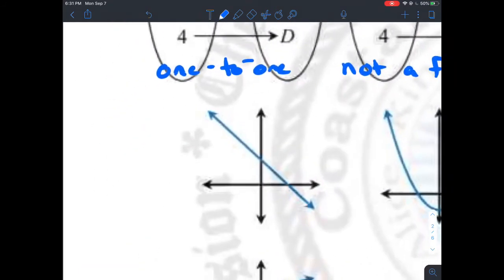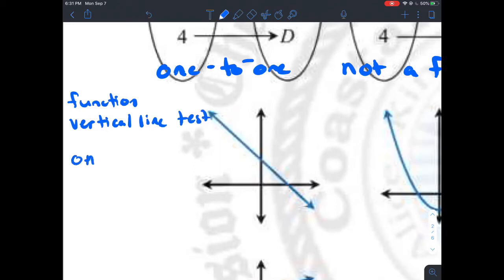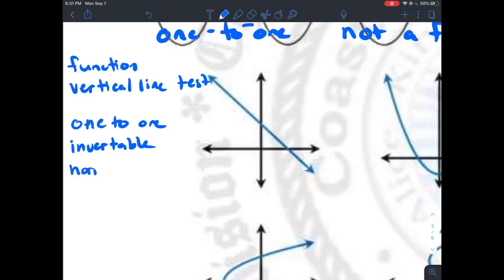All right, so let's take a look at some of these graphs. So I just want to reiterate, there are 2 tests we do. To find out if something is a function, we do the vertical line test. To find out if something is a one-to-one or invertible, we do the horizontal line test.